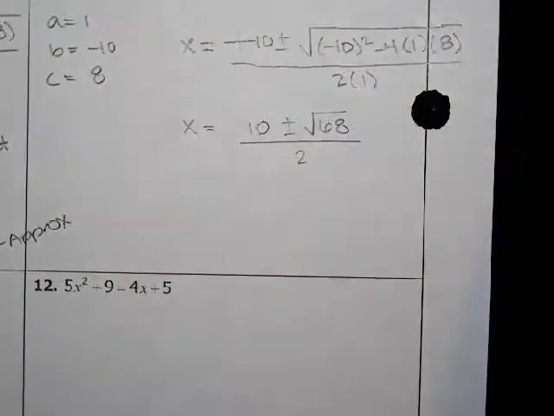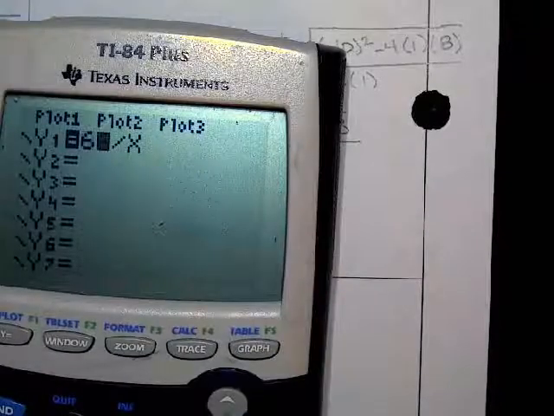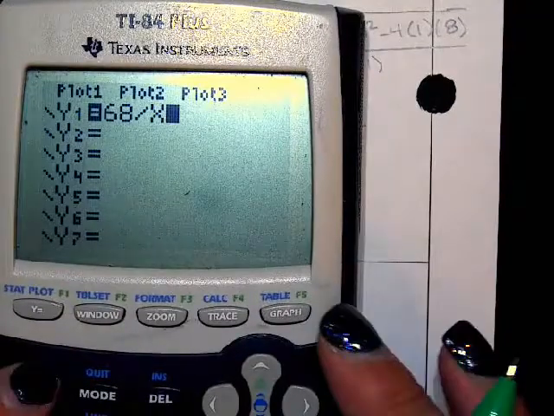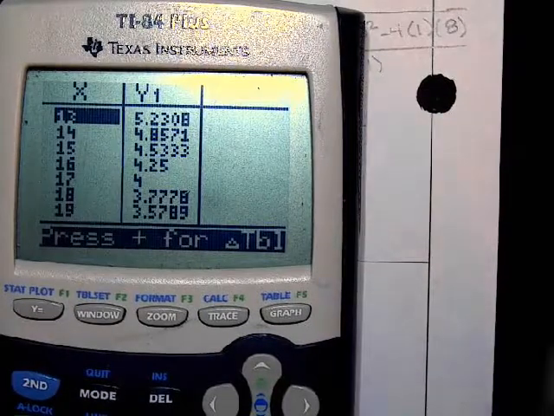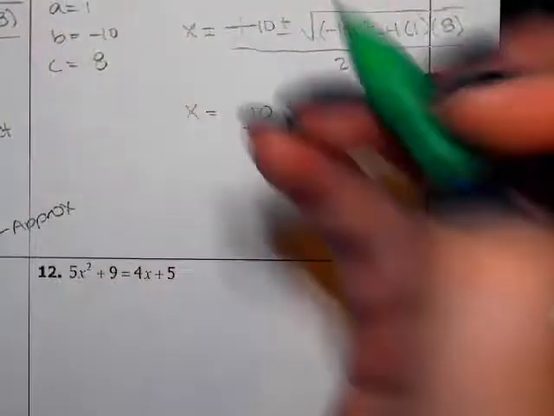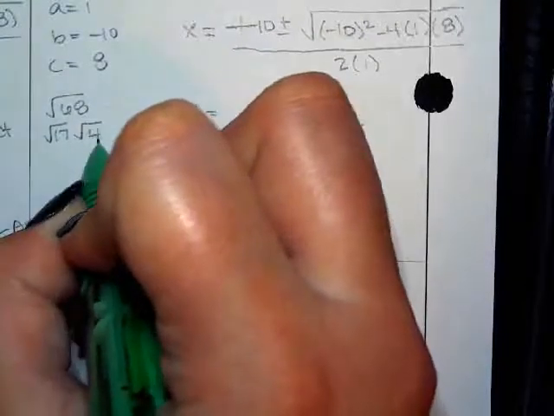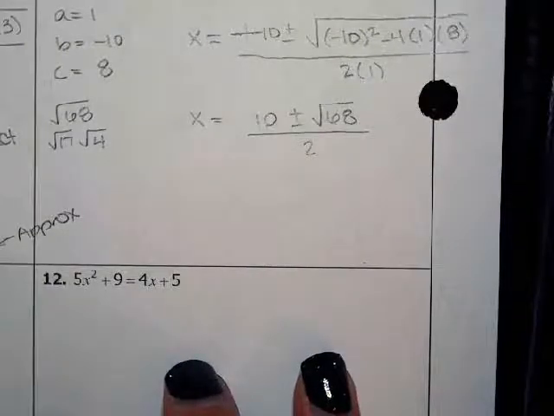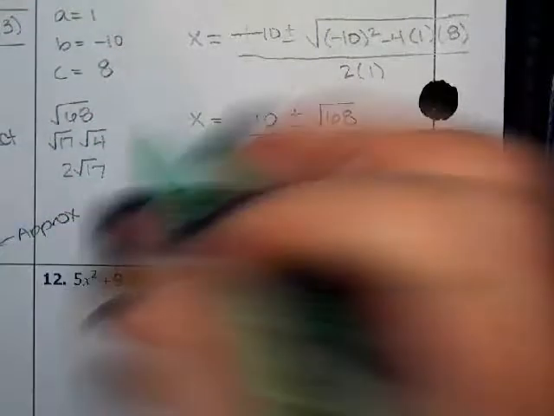Calculator. All right, so we're going to do 68 divided by x, and I'm doing second graph, and I'm only looking for perfect squares. 17 and 4. All right, what is the square root of 4? Dos. All right, so 2. We got 2 square root 17. Okay. So we have x equals 10 plus or minus 2 square root 17 divided by 2.